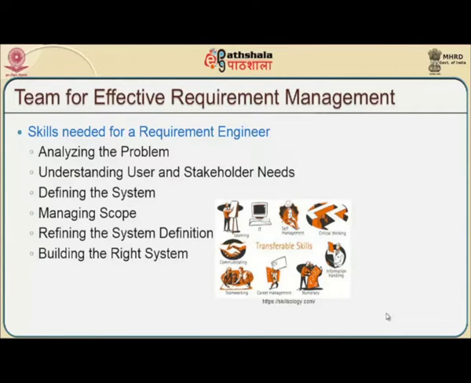Understanding the user and stakeholder needs, defining what is required for the system, managing the scope, refining the system definition, and he should take us towards building the right type of system. So these are the basic skills that a requirements engineer needs to possess.